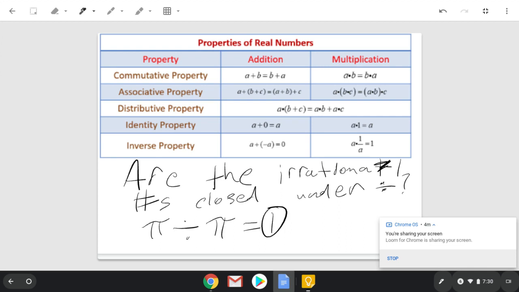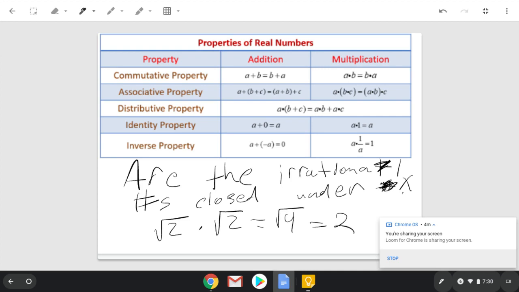All right? Let's say you thought they were closed under multiplication. Are the irrational numbers closed under multiplication? No, they are not. Because if you take the square root of 2 and times it by the square root of 2, you get the square root of 4, which is 2. You took two irrational numbers and multiplied them and got a rational number. That means that the irrational numbers are not closed.